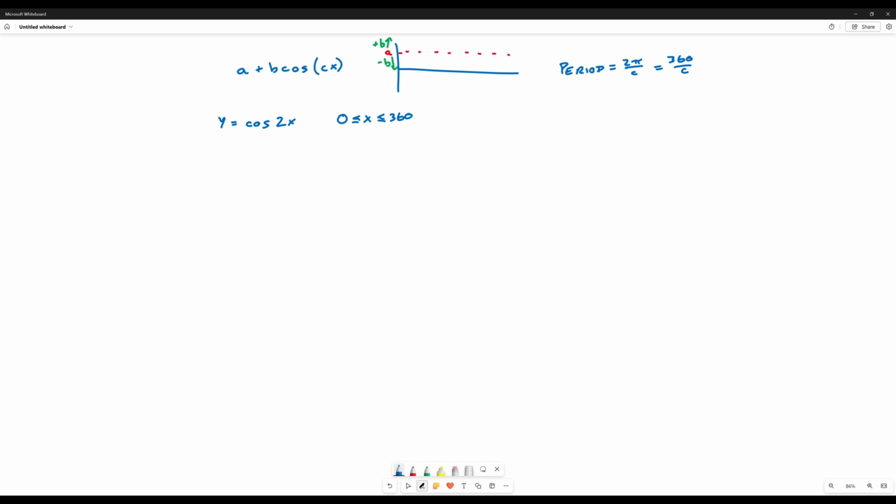You'll notice here, there's nothing in front of the cos, so that automatically implies a is 0 and b is 1. If you agree with me on that. So if I was to match it up with this one, I would immediately say a is 0, b is 1, c is 2. So that means the period would be 360 over 2, or 2 pi over 2. Either way it'd be 180, or if you were in radians, 2 pi over 2 is pi. So that means it repeats itself every 180 degrees or every pi.